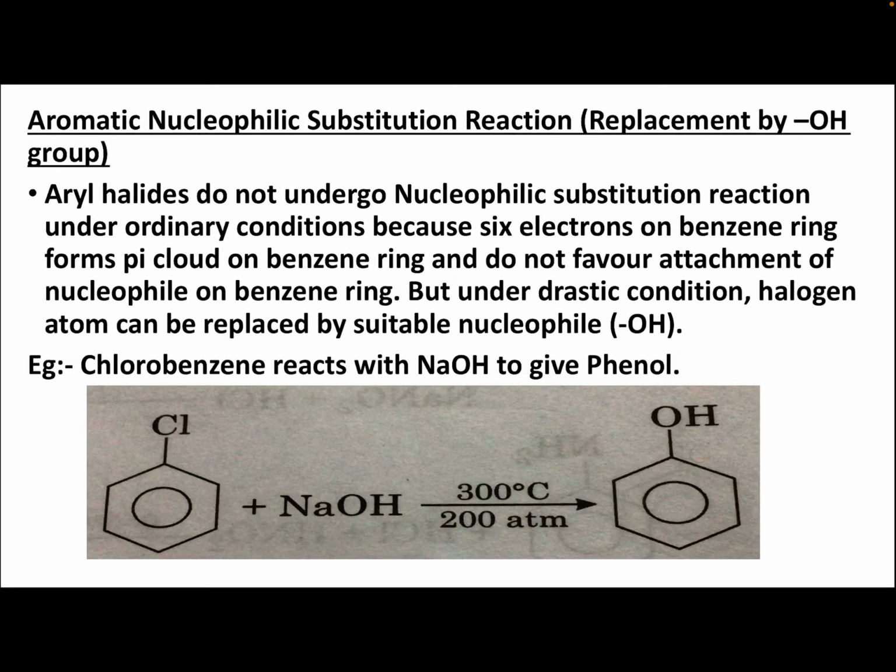You know that a nucleophile is a negatively charged particle. The electron cloud on benzene also carries negative charge. So the pi cloud on benzene will not allow the nucleophile to attack the benzene ring. But under drastic conditions, the halogen atom can be replaced by a suitable nucleophile like OH. For example, chlorobenzene reacts with NaOH to give phenol at a temperature of 300 degrees centigrade and 200 atmosphere pressure.